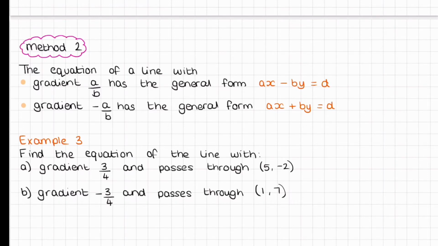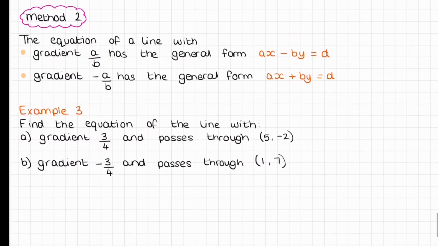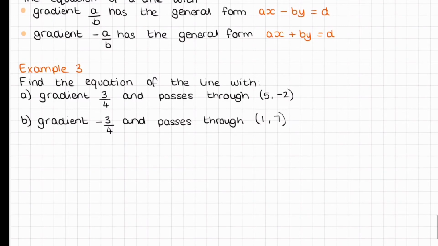Now notice in the general form it is a minus. So if the gradient is positive, there's a minus in the middle. And in the second part, if the gradient is negative a over b, then you have the general form and it's actually a positive in the middle. So that's just the part you have to remember. So this example, we've got find the equation of a line with a gradient of 3/4 and it passes through the point 5, negative 2.